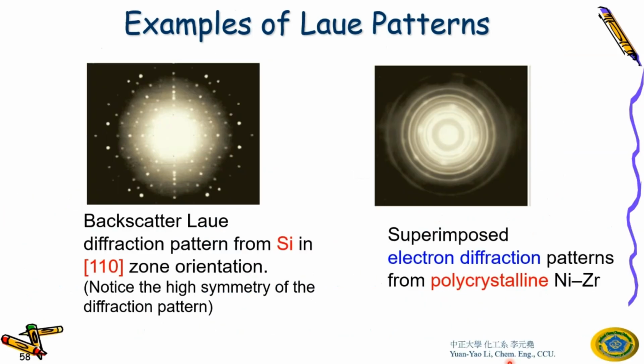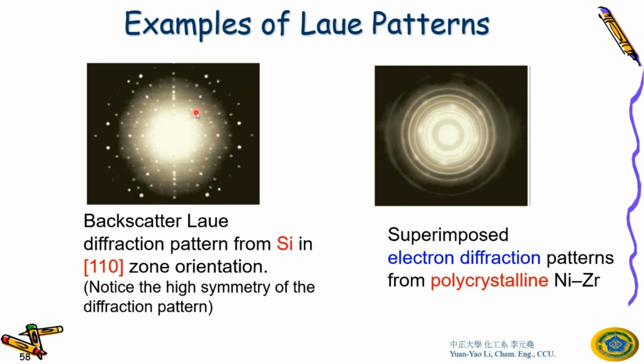Okay, so these are some ready examples of Laue patterns. This is the pattern of silicon with a 110 direction. This is polycrystalline zinc chromium. What's superimposed? As you can see, there is some single crystal.